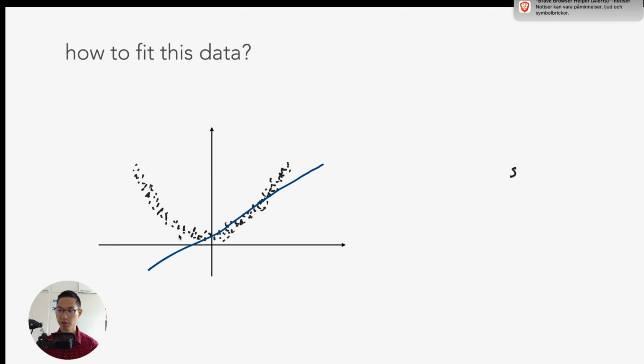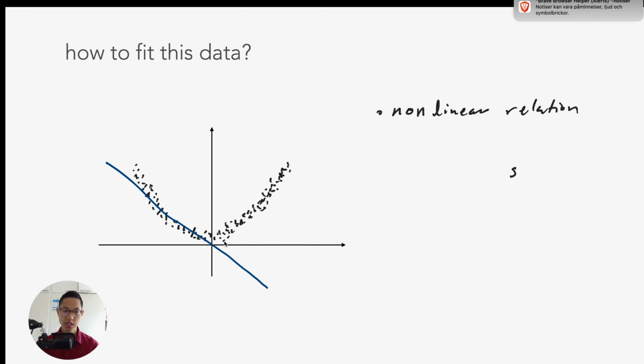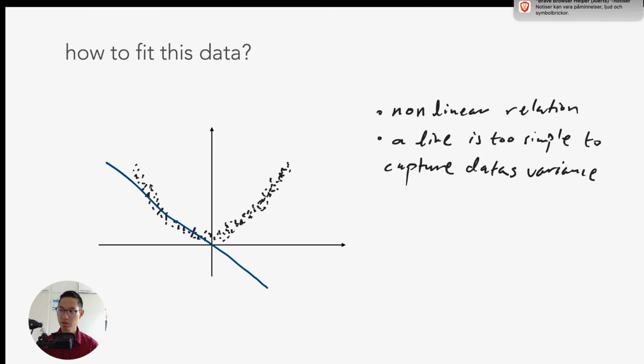This is called underfitting. Or you could make a line that looks like this, but you miss the data in this part. This is a nonlinear relation, and using a line, it's too simple to capture the data's variance. The data's variance cannot be captured by just a line. The line is way too simple. Basically, we underfit.